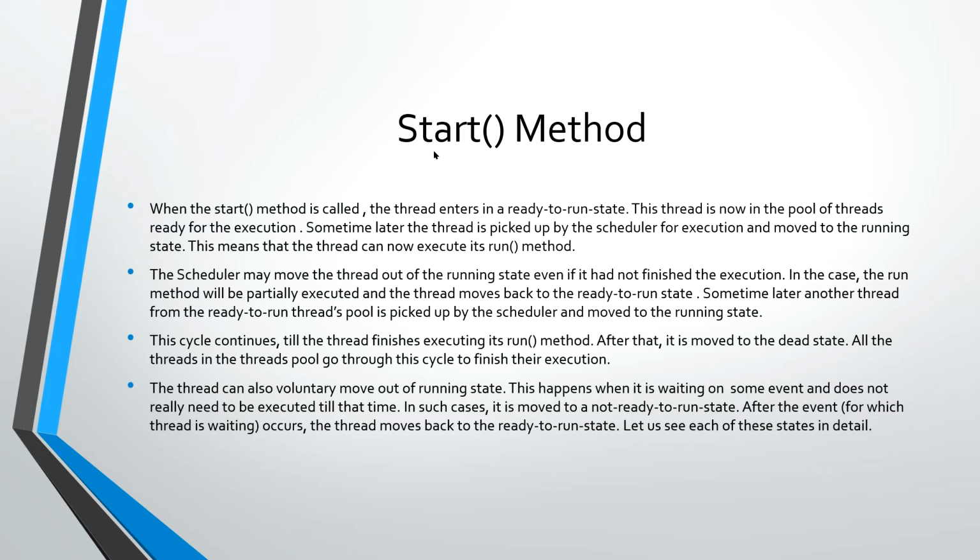The scheduler may move the thread out of the running state even if it had not finished the execution. In that case, the run method will be partially executed and the thread moves back to the ready to run state. Sometime later, another thread from the ready to run thread pool is picked up by the scheduler and moved to the running state.